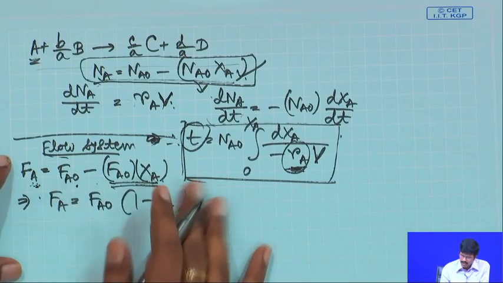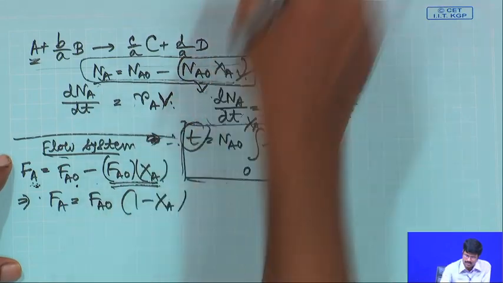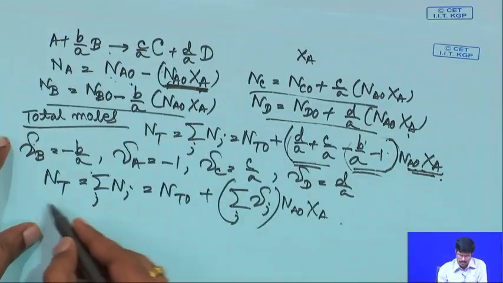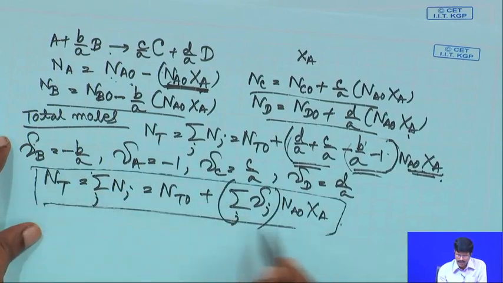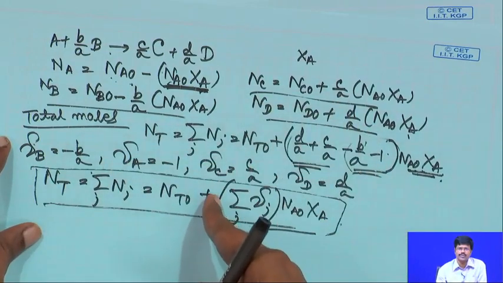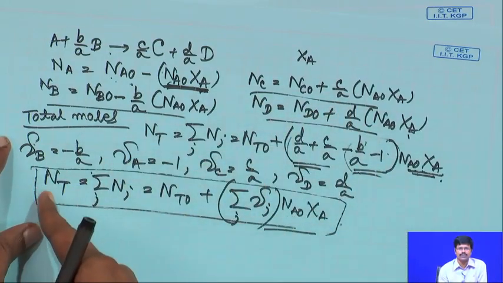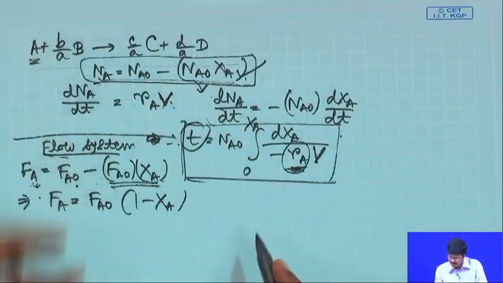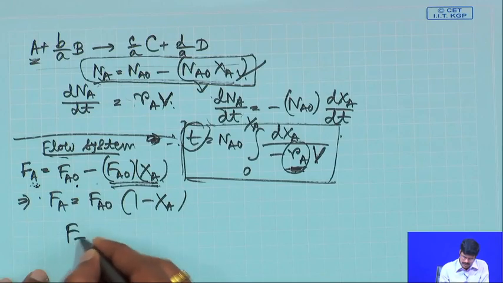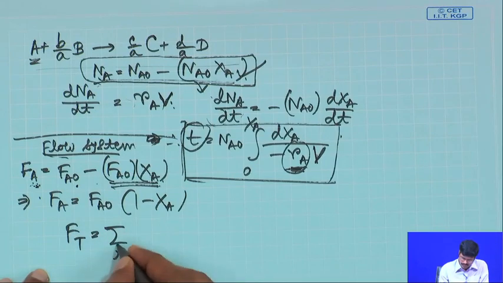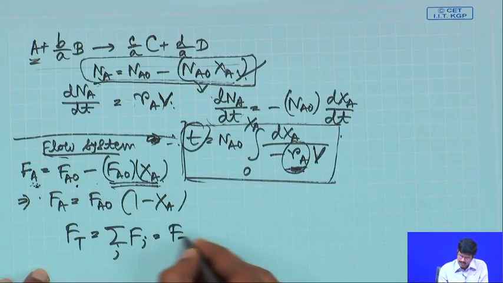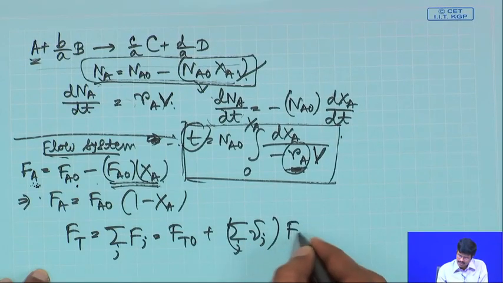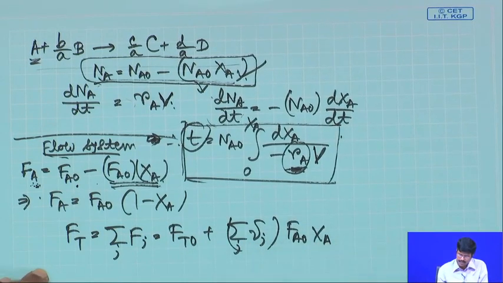So, in general, just the same way as we treated this, you can see that the particular treatment was for the batch reaction. For the flow reaction, this will be replaced by the flow. The same way, if you treat this, you will get the general relationship, which is the total flow FT equals FT0 plus sum over j of nu j into FA0 into xA.